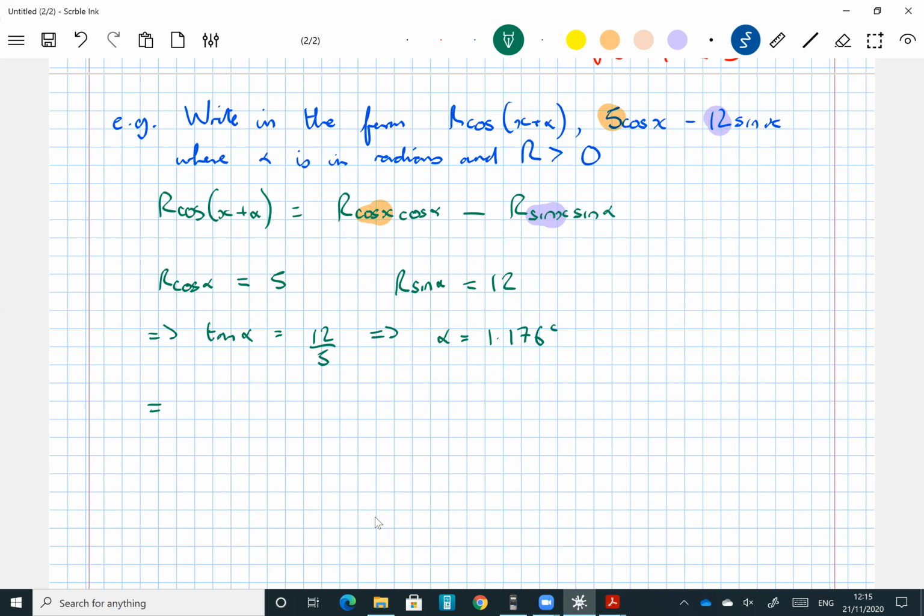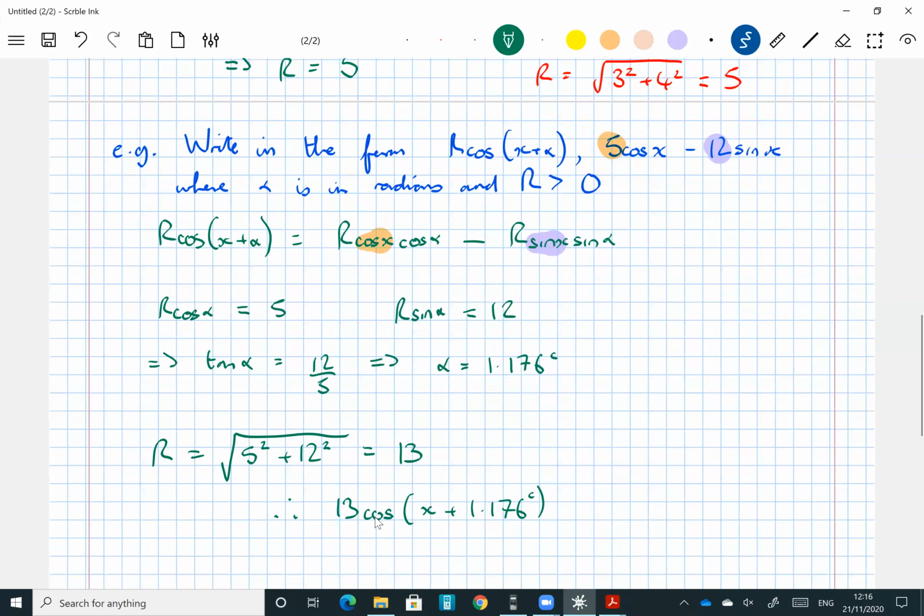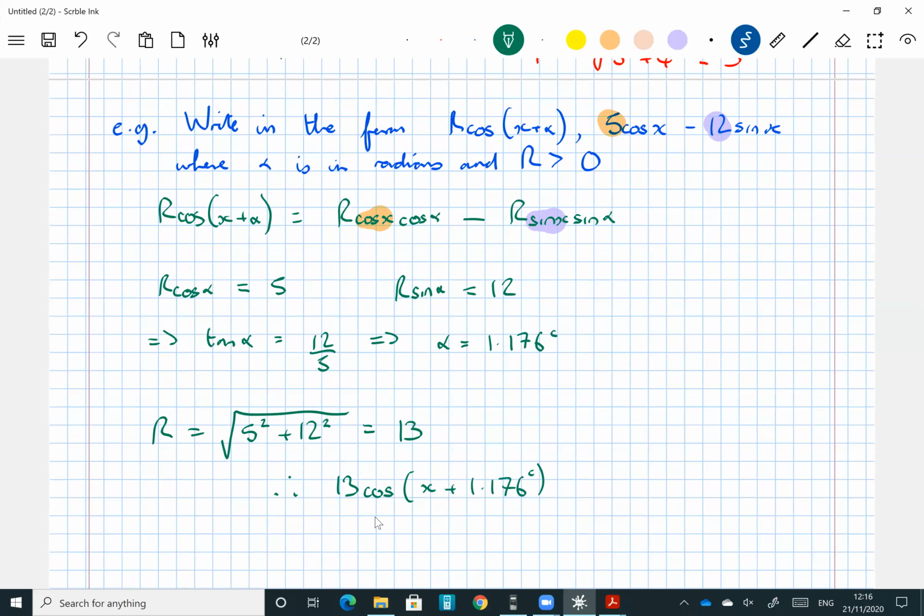And now for the cheeky mark that I was talking about, the nice and easy mark. And you can probably do this at the start if you're stuck. 5 squared plus 12 squared, which rather sadly I just remember as 13. It's a Pythagorean triplet. So I've got it. Therefore, our answer is 13 cos of x plus 1.176 radians.